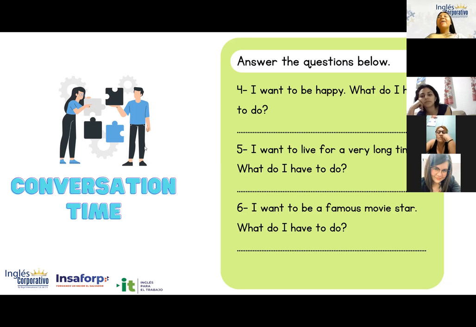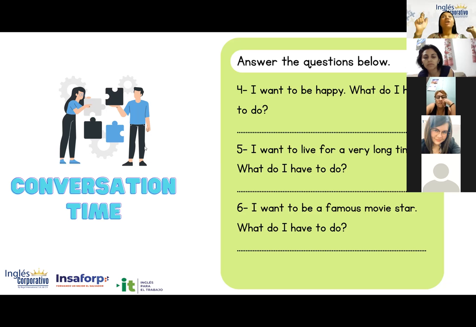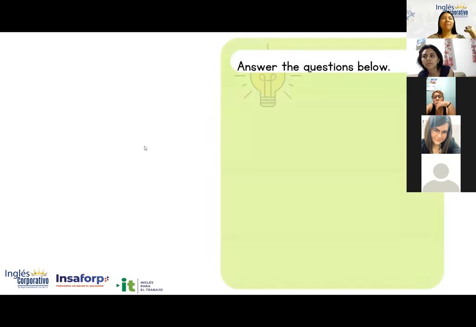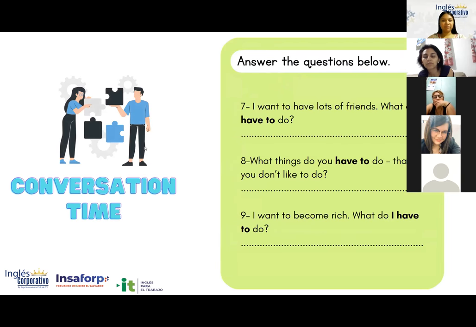Okay, and I want to live for a very long time. What do I have to do? You have to do exercise. Very good. You have to do exercise. You have to eat healthy. No recuerdo. You have to eat healthy. Very good. What else if I want to live for a long time? You have to sleep. Okay. 8 hours. Yes. You have to sleep 8 hours.